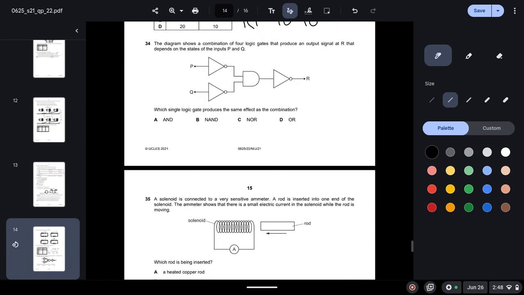This is not part of the syllabus anymore, so we can skip this question.